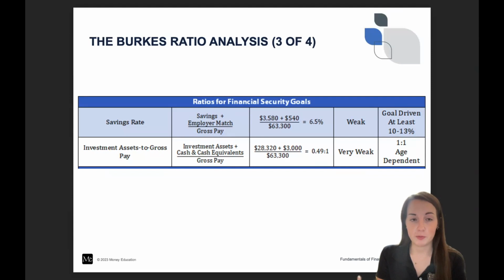Like we stated from the pie chart, your investment assets need to increase. So this takes more time than the savings rate would. So over time, before you reach retirement, we can get this where it needs to be.